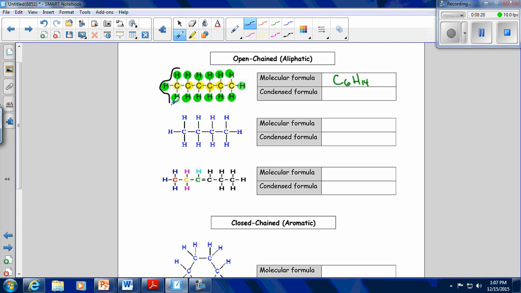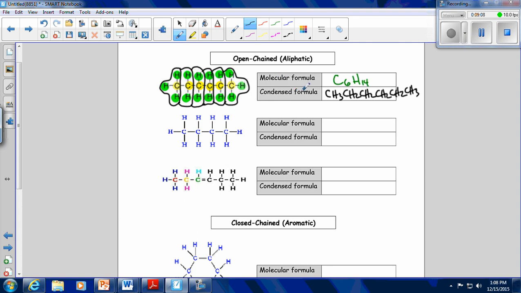Now the condensed formula of this is going to be, here's our first piece to the puzzle. All right, so we're going to write out CH3. Second piece, right here. We're going to attach a CH2 to this. Next piece, another CH2 is going to get attached. A third CH2. A fourth CH2. And finally, the end of our organic compound, CH3. Okay, so there's your molecular formula and the condensed formula.